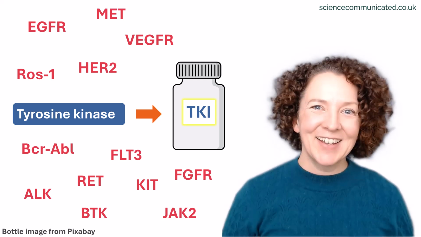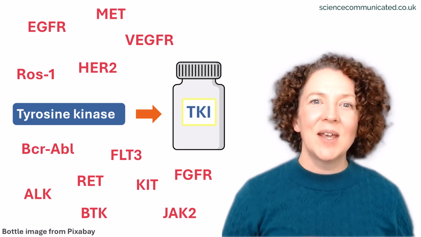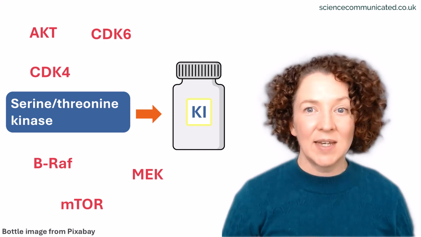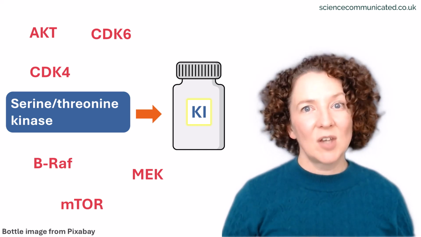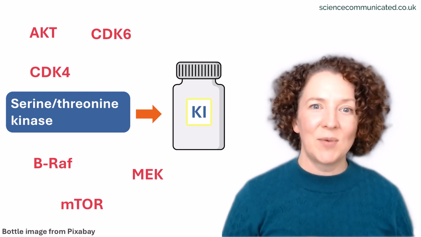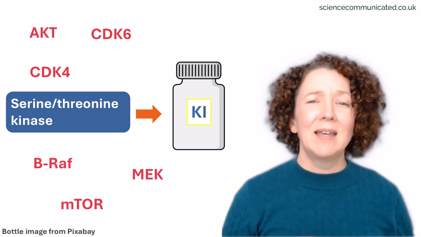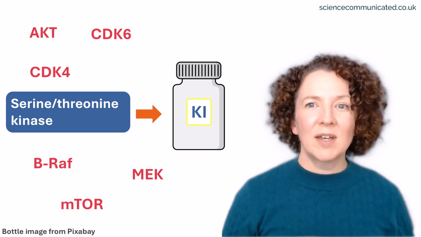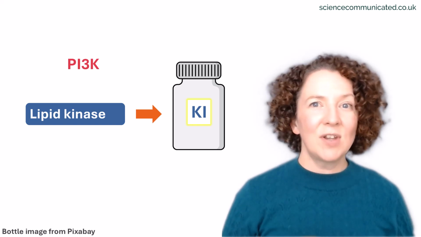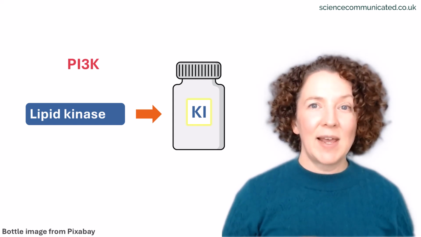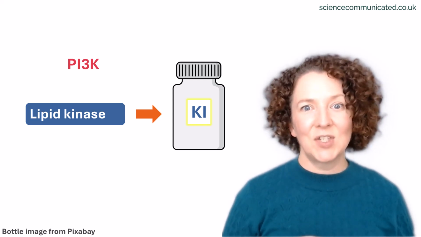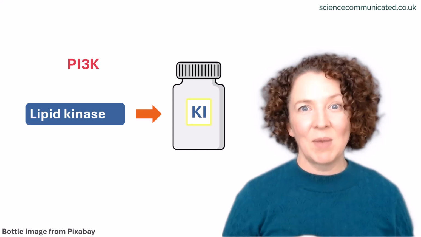But I've lost track of how many times I've seen or heard BRAF inhibitors, CDK inhibitors or mTOR inhibitors referred to as TKIs. And although these proteins are kinases, they attach phosphates to serine and threonine amino acids and not to tyrosines. Even more confusingly, drugs that block PI3 kinase enzymes are also called TKIs, even though PI3 kinase doesn't phosphorylate a protein. It doesn't attach phosphates to any amino acid. It attaches phosphates to a tiny lipid molecule in the cell membrane.